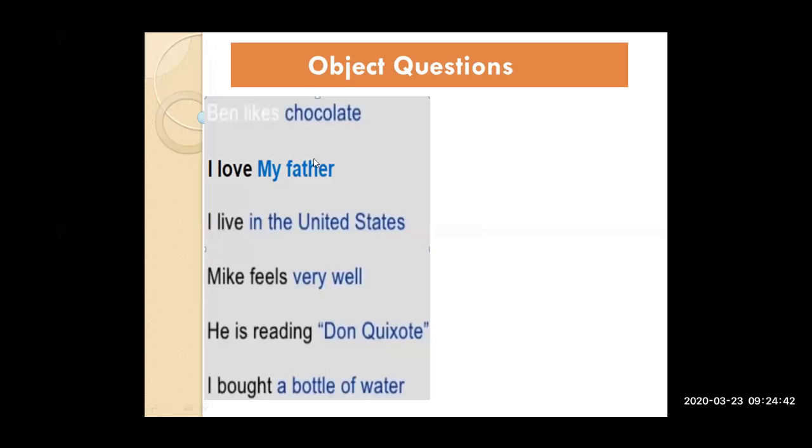Okay, let's have more practice asking about the object. Ben likes chocolate. The words in blue are the object. We'd like to make questions about them. I'd like to ask about chocolate. We ask about chocolate, not about Ben. So chocolate is a thing. Use what. What does he like? Excellent. What does Ben like, or what does he like? Thank you very much.